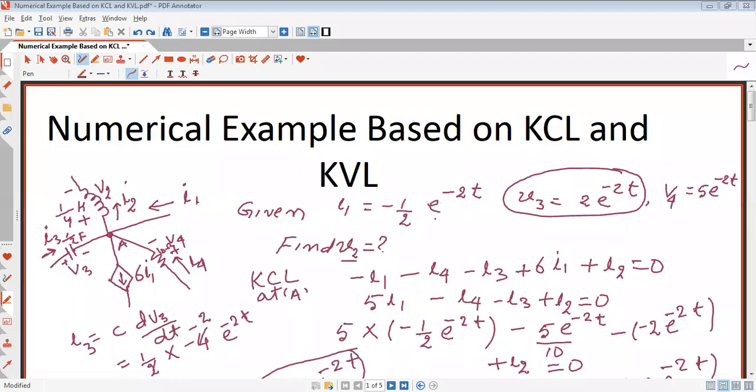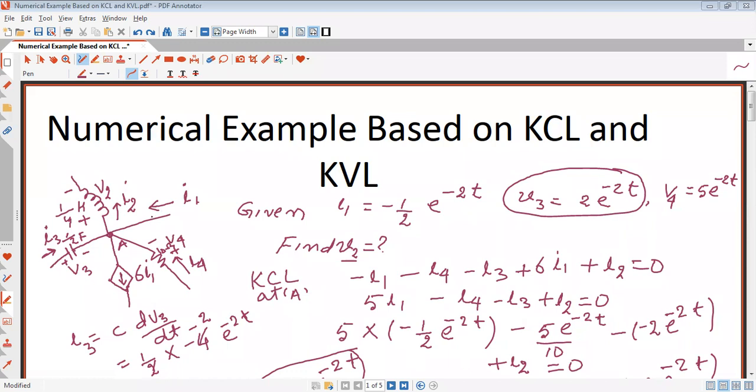Hello everyone. In this video, I am going to discuss some numericals based on Kirchhoff current law and Kirchhoff voltage law. The numerical is given like this. Here I2 is the current flowing in the inductor and I3 is the current flowing in the capacitor. Its voltage is given by V3 and capacitance is 1 by 2 farad.